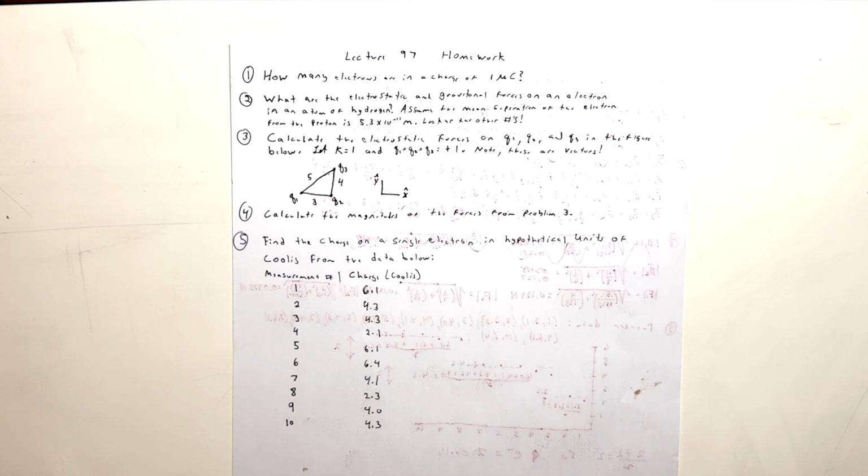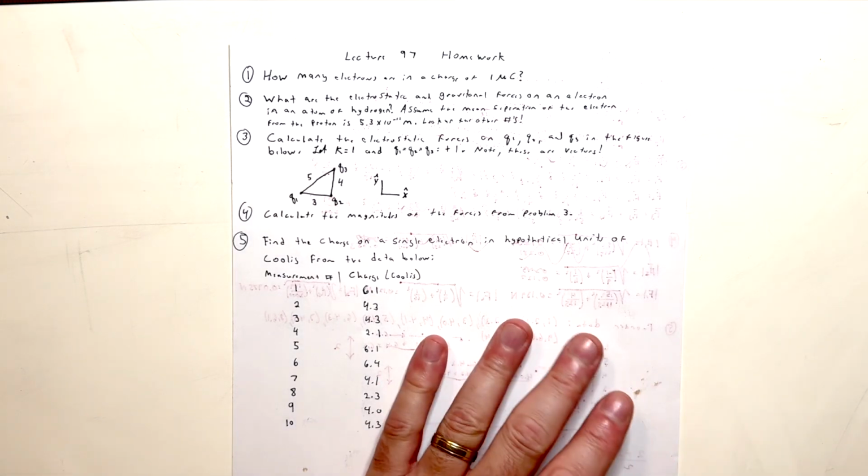All right, problem number 2. What are the electrostatic and gravitational forces on an electron in an atom of hydrogen? Assume the mean separation of the electron from the proton is 5.3 times 10 to the minus 11 meters. Look up the other numbers. This is very similar to what I did in the actual lecture. You should look back on that in lecture 97, and that will guide you through it. There we took the ratio of the electrostatic force to the gravitational force. Here we're just going to calculate each of them by themselves.